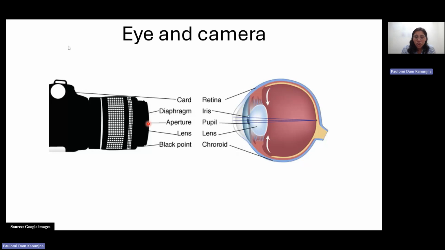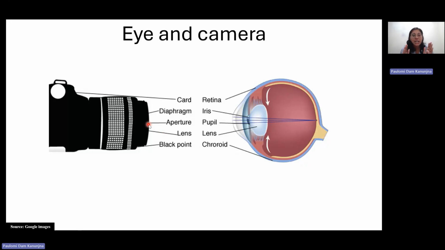Next is the aperture of a camera. If you know what an aperture is, it basically opens and closes to regulate the light. Which part does that in our eye? We have discussed it. It's the iris and the pupil. They control the amount of light that is entering your eye, right? The iris can contract and relax, like I have told you, to change the pupil size. Next is the retina, which is in the eye and is similar to the CMOS sensor of a camera.